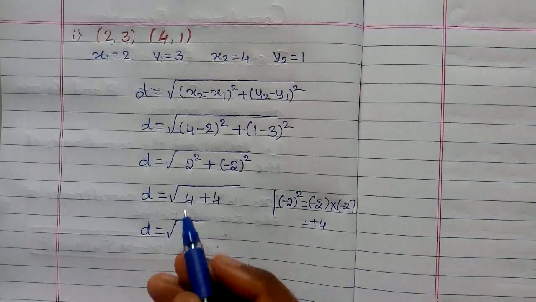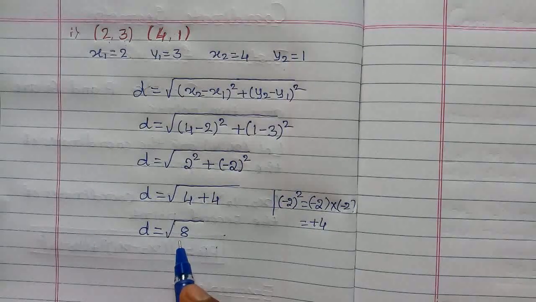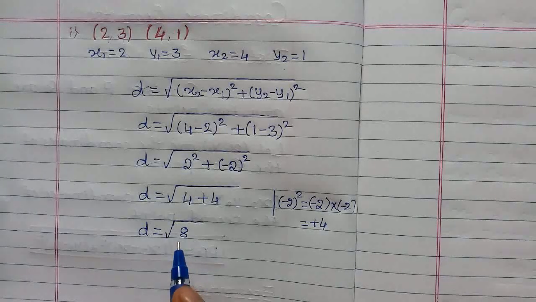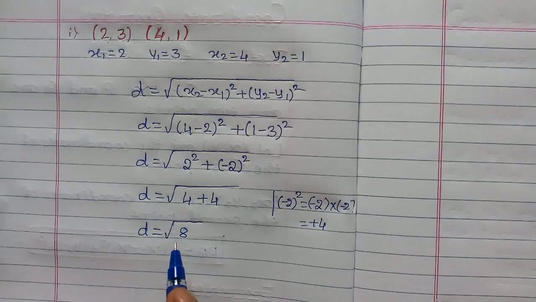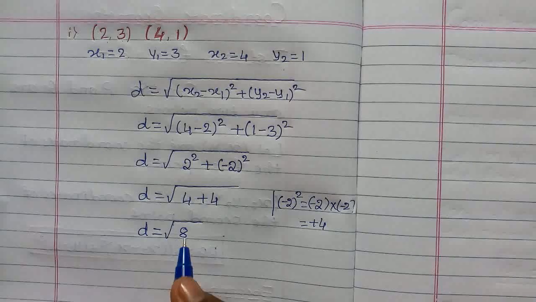Then the distance between these 2 points is square root 8. But here, in square root 8, 8 is not a perfect square. Then we have to write this 8 in the simplest form. In 9th class we have learned how to write square numbers in the simplest form.